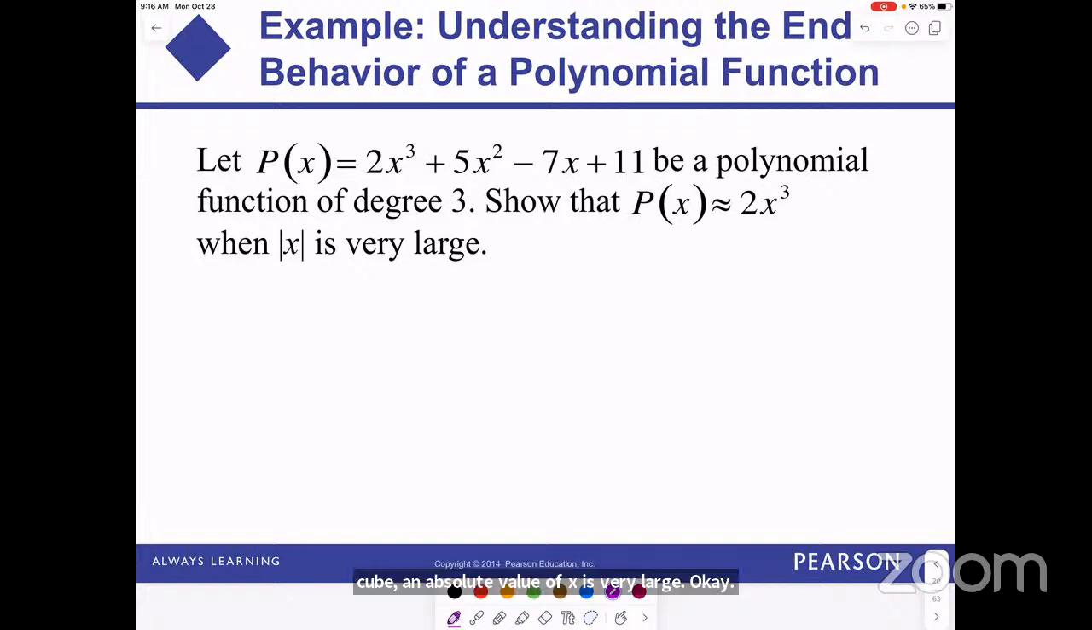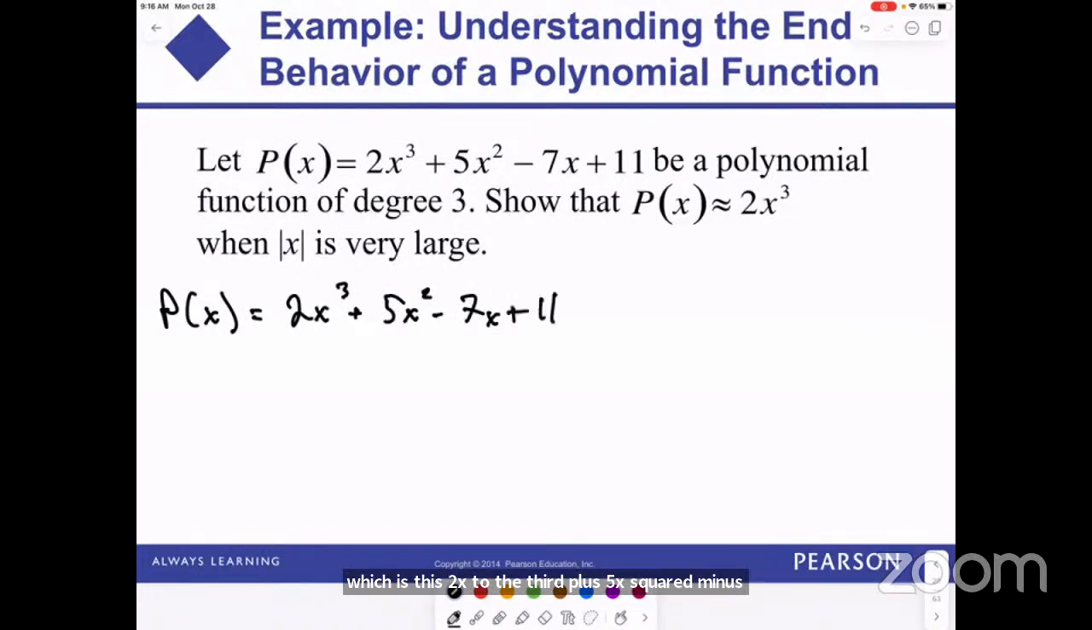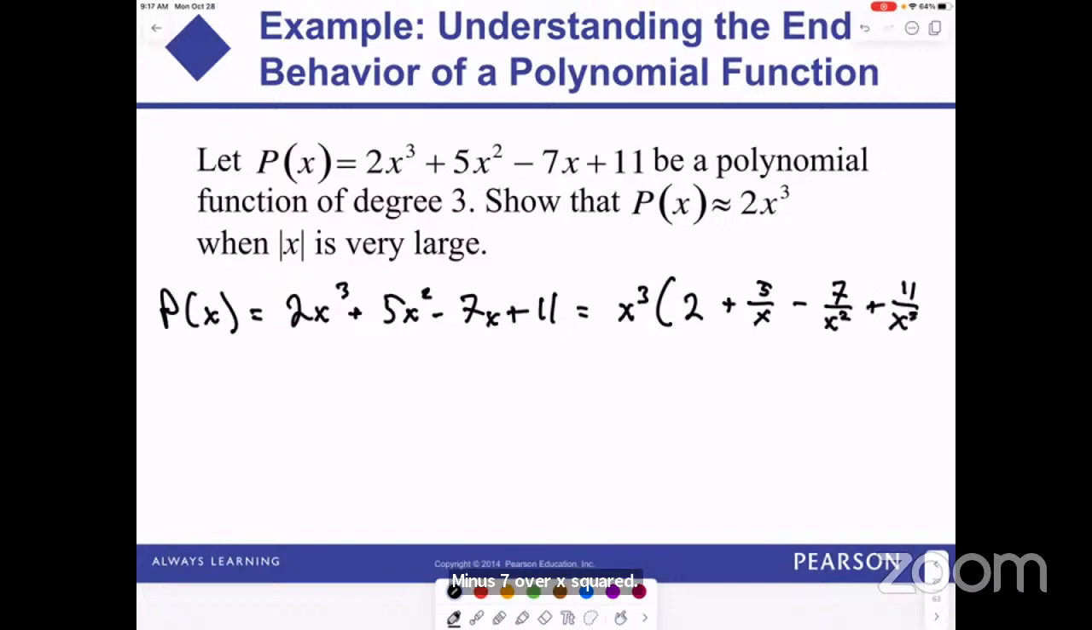So let's start with our polynomial, which is this 2x to the third plus 5x squared minus 7x plus 11. And what we'd like to do here, let's factor out x cubed from all terms. So if we factor out x cubed, we're going to be left with 2 plus 5 over x minus 7 over x squared plus 11 over x cubed. Okay. So all we did was factor out x cubed from each term.